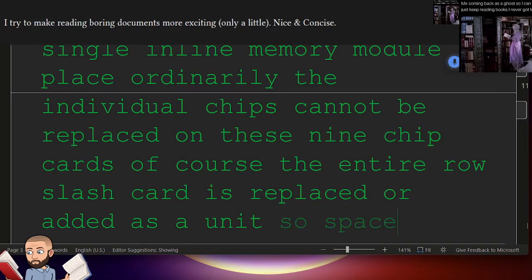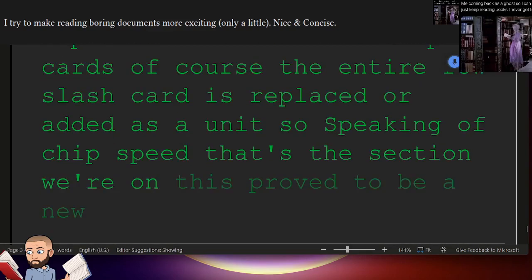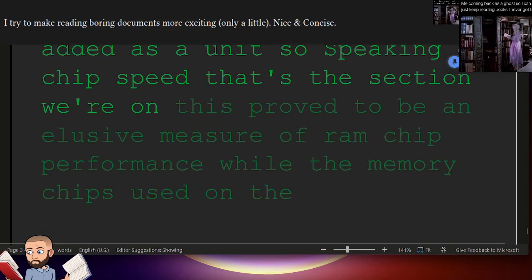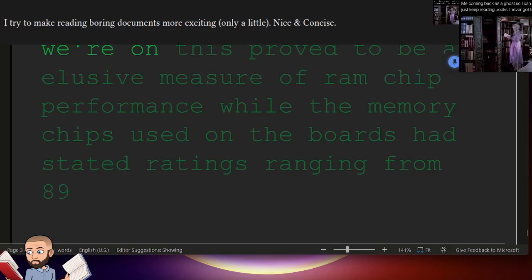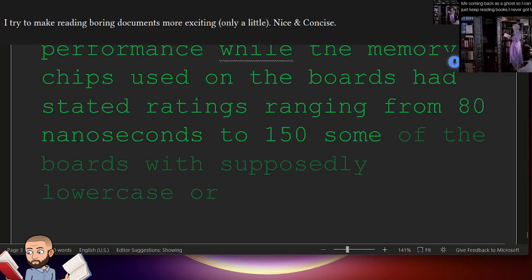So speaking of chip speed, that's the section we're on. This proved to be an elusive measure of RAM chip performance. While the memory chips used on the boards had stated ratings ranging from 80 nanoseconds to 150, some of the boards with supposedly lower or slower RAM actually perform better than boards with faster RAM.